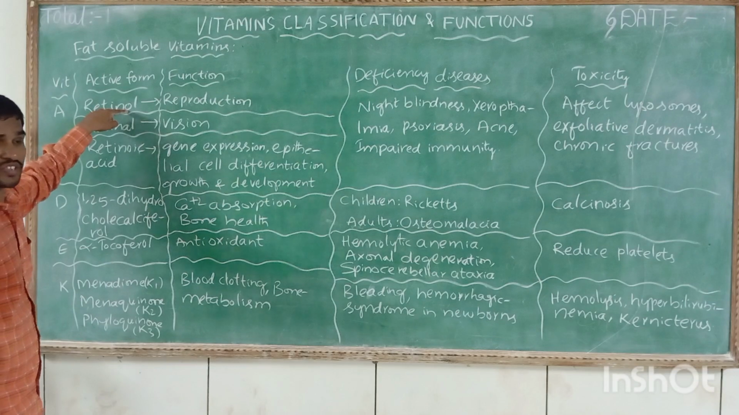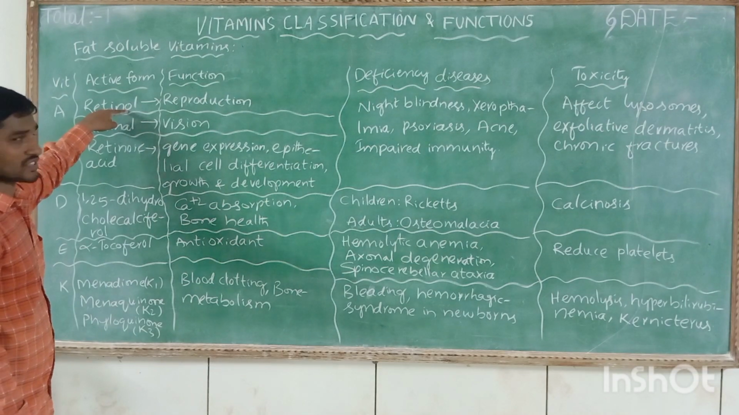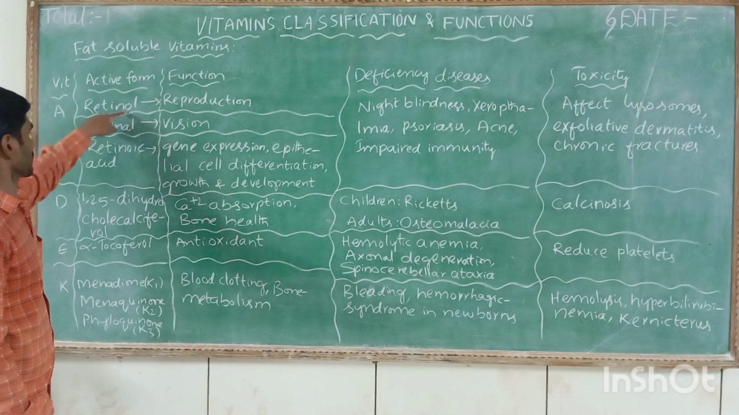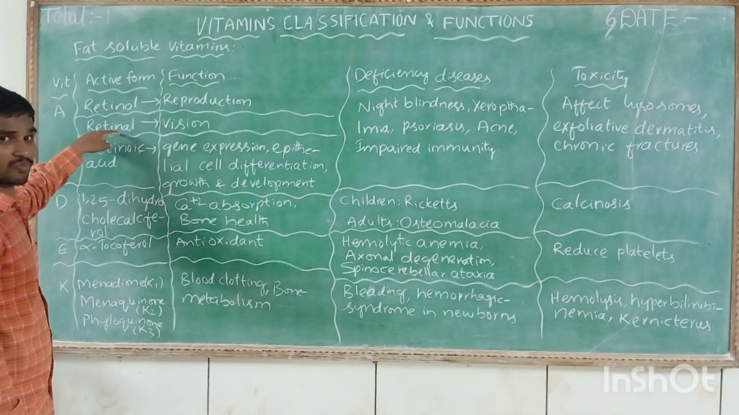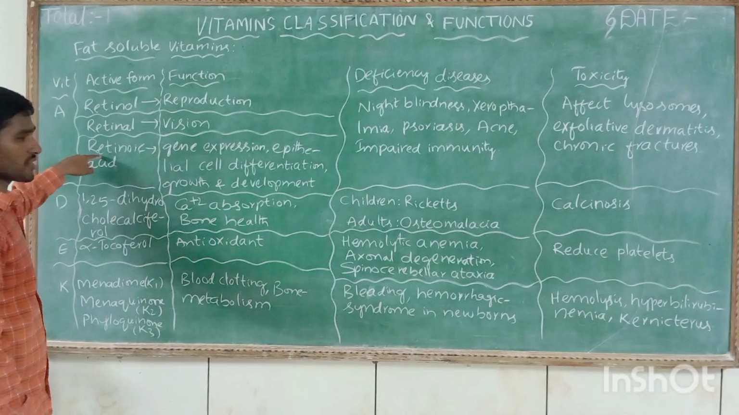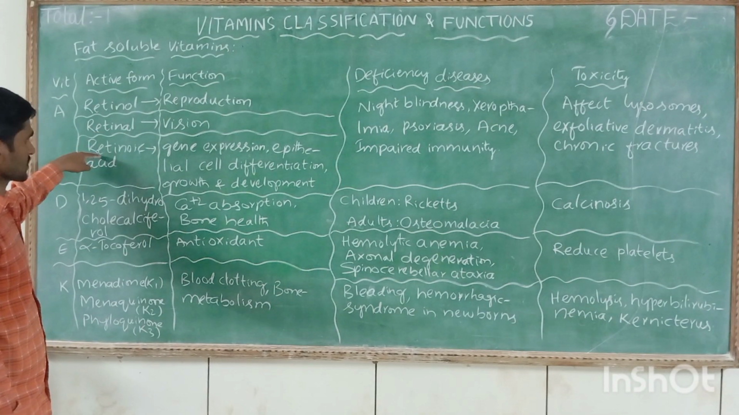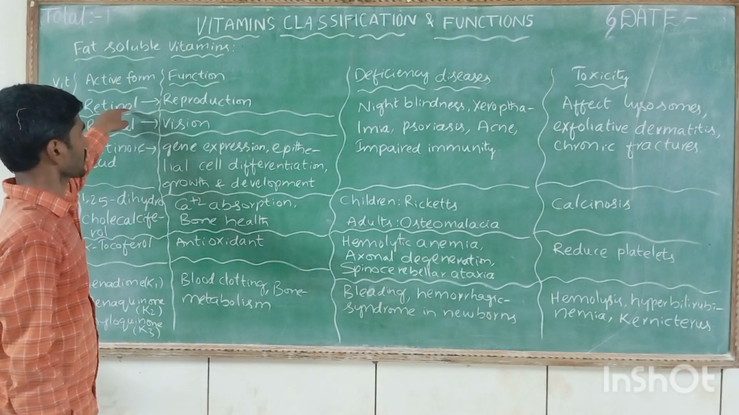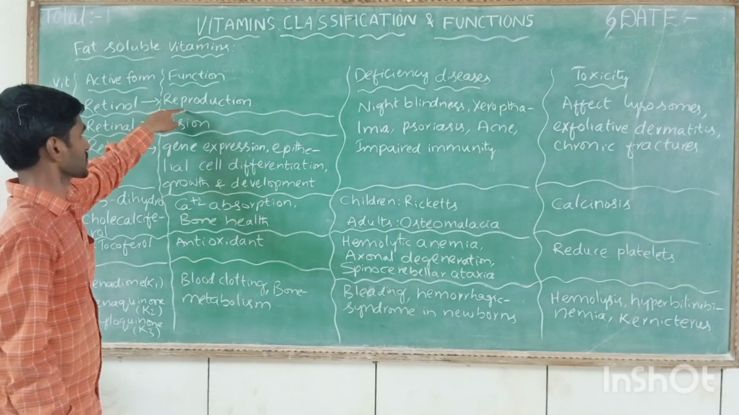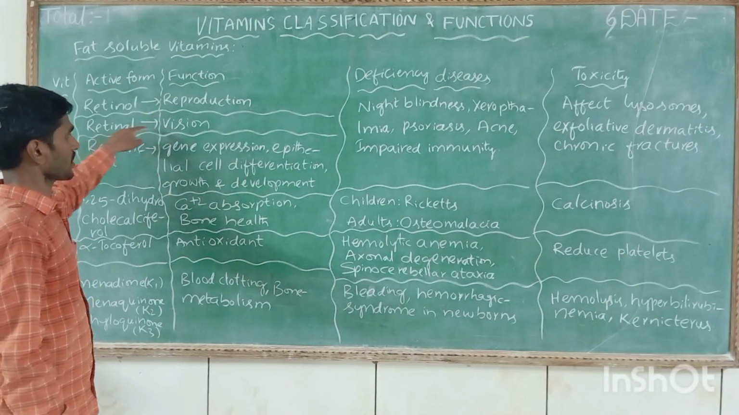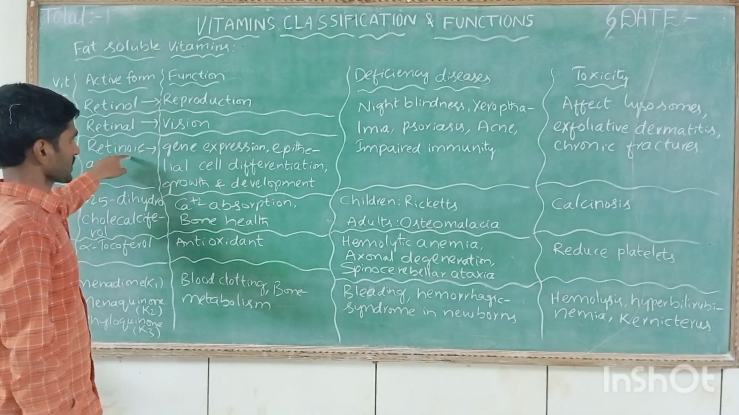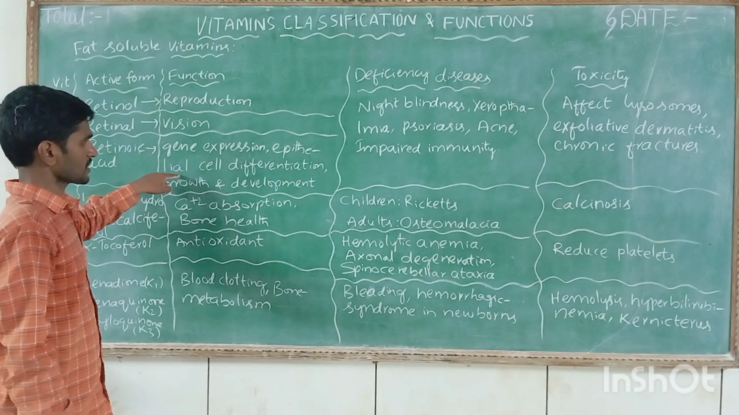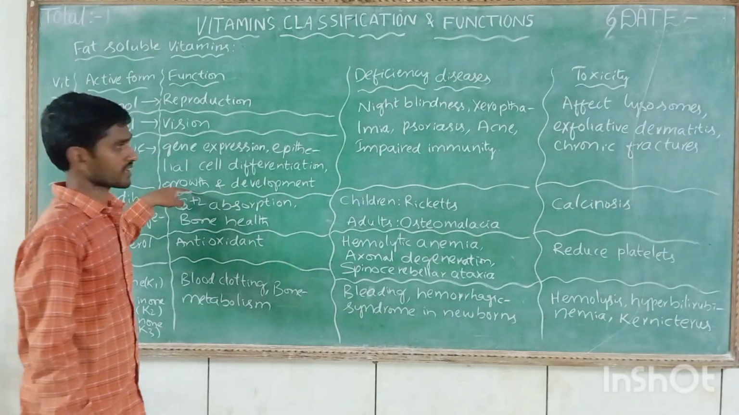Retinol has an OH group as the functional group, that is, an alcoholic group. Retinal has an aldehyde group as the functional group. Retinoic acid has a carboxylic acid as the functional group. As for function, retinol functions in reproduction. Retinal functions in vision. Retinoic acid functions in gene expression, epithelial cell differentiation, growth and development.